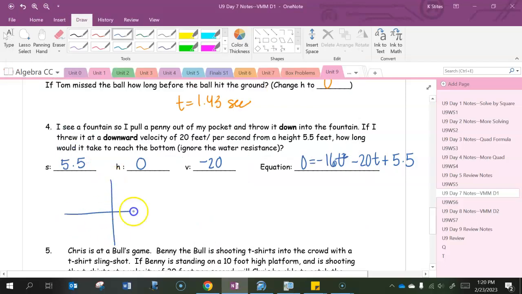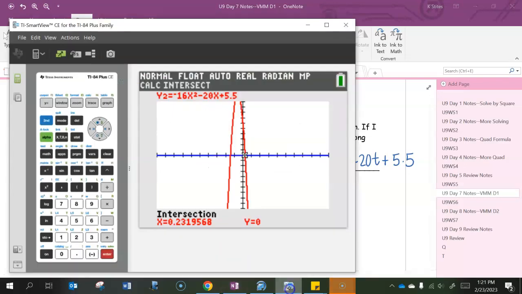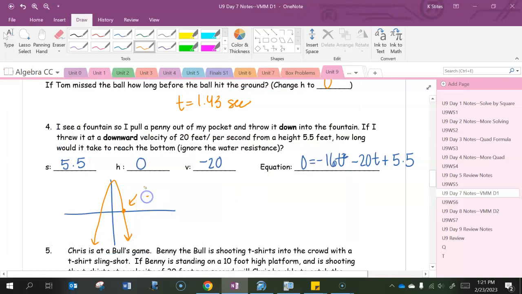So I'm just going to draw this picture. And it was 0.23.